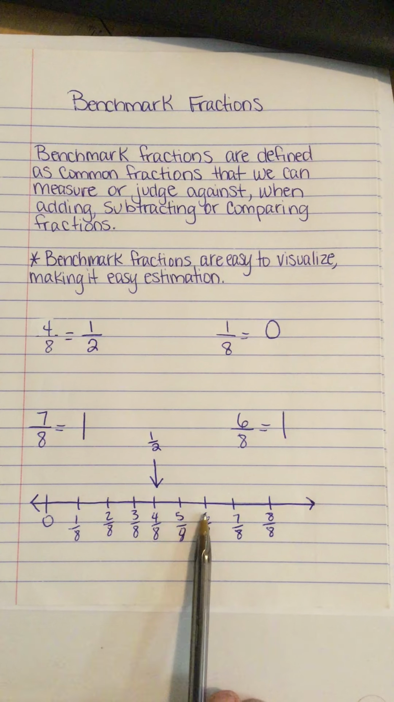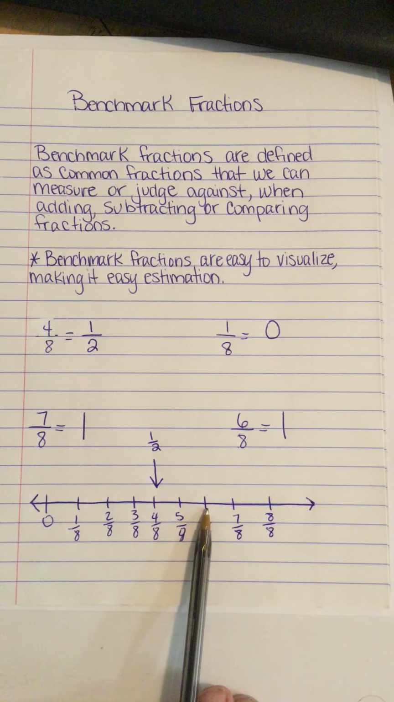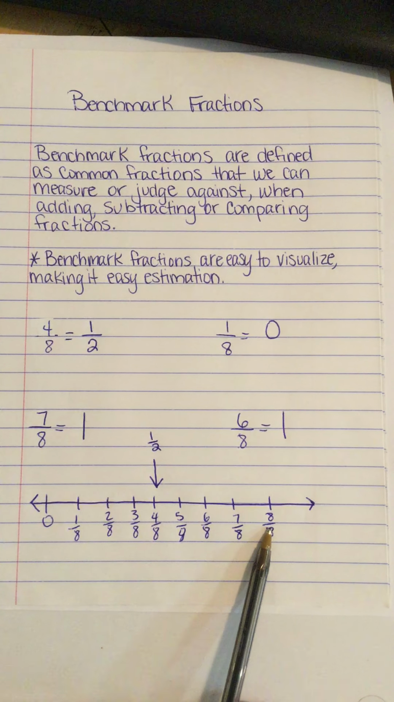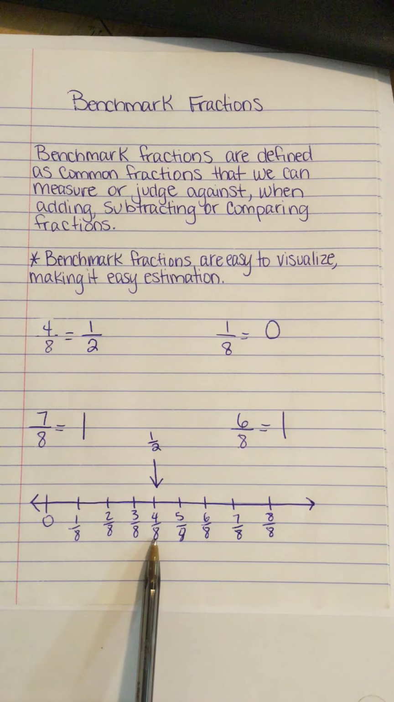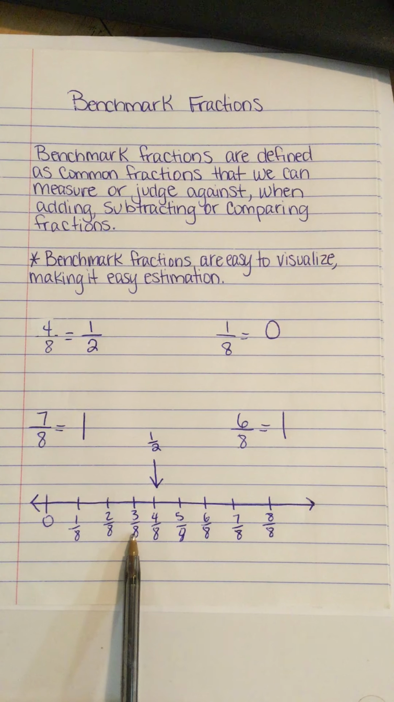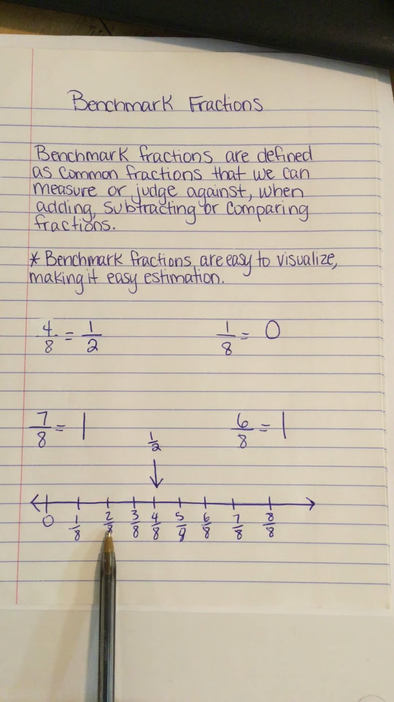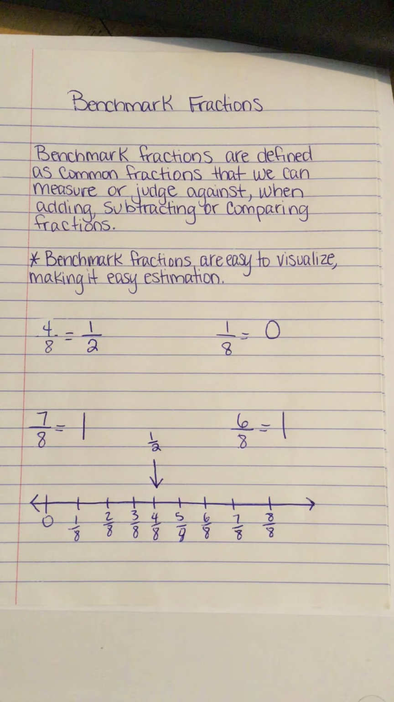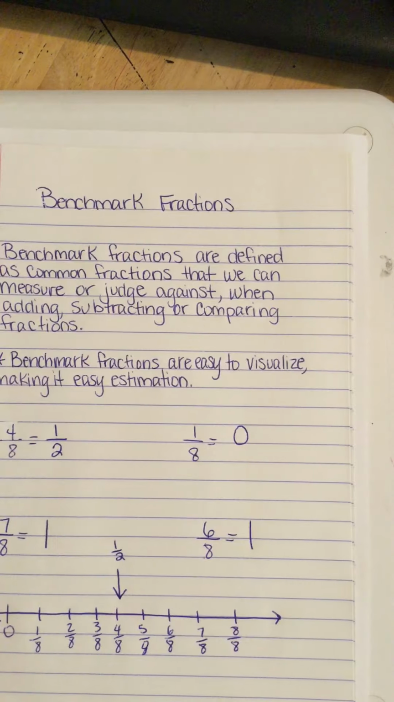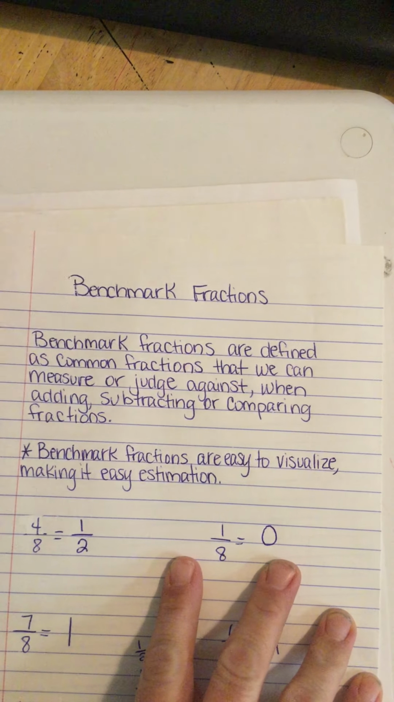6 over 8, it could go either way, but we think about the number 6. 6 would round up if we were doing any other whole number, so we round it to be 1. 3/8 is closest to 4/8, so we would consider it to be half. 2/8, we would consider it to be 0. Okay, so let's do some practice of benchmark fractions.